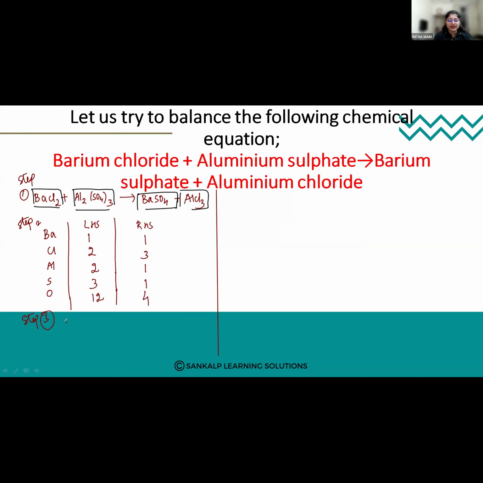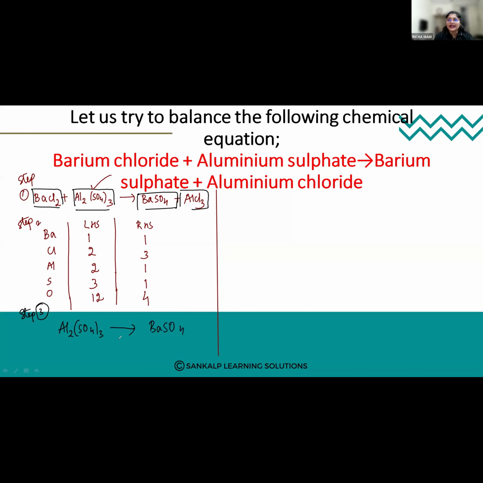What is step 3? You have to select the compound with maximum number of atoms. Now, which has the maximum number of atoms? We can calculate for aluminum sulfate. So here aluminum sulfate. So let me write it here. So step 3, where aluminum Al2(SO4)3 is giving you BaSO4.